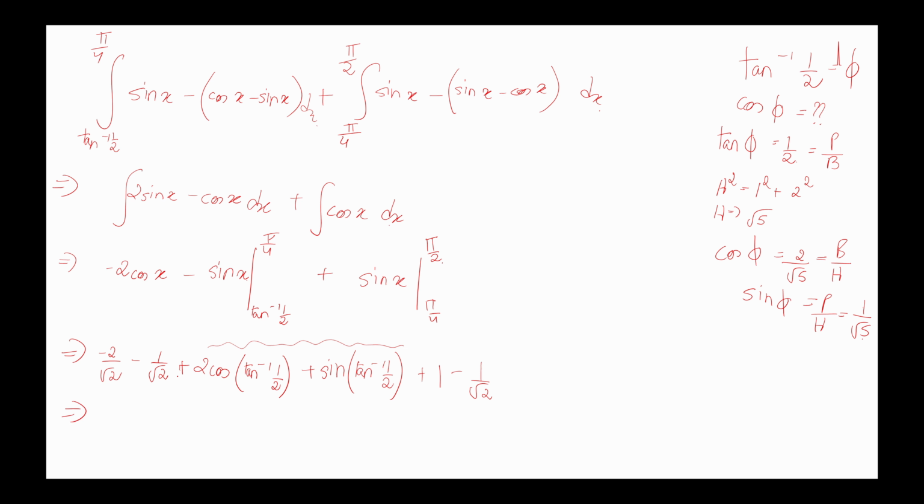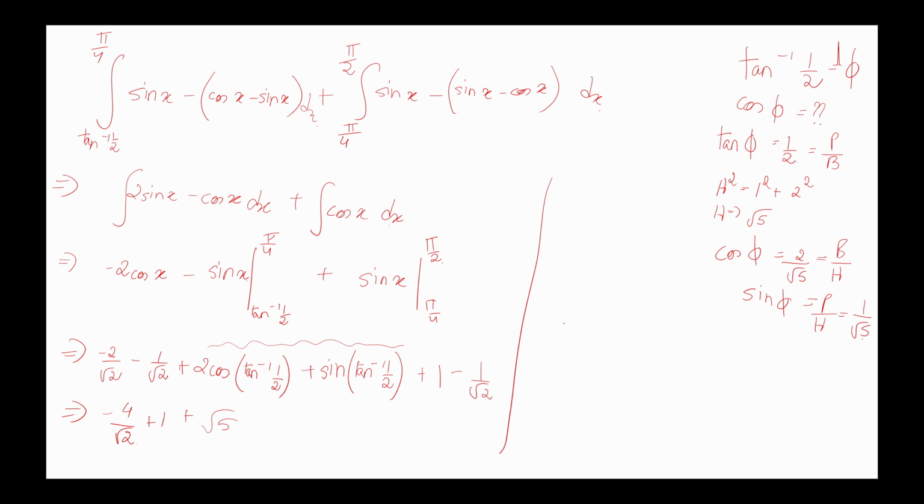What do we get? Minus 1 by root 2 minus 1 by root 2. This would become 2 by root 2. So we would have minus 4 by root 2 plus 1 plus this would become 2 times cos phi, which is 2 by root 5. So this becomes 4 by root 5 plus 1 by root 5. So this becomes 5 by root 5. Basically this value transforms into root 5.